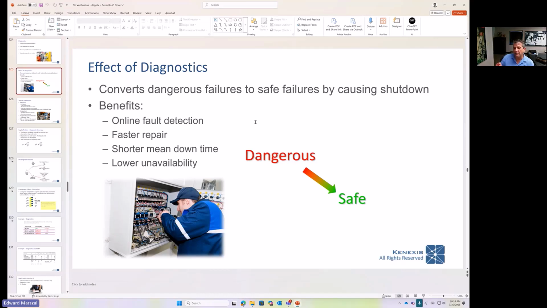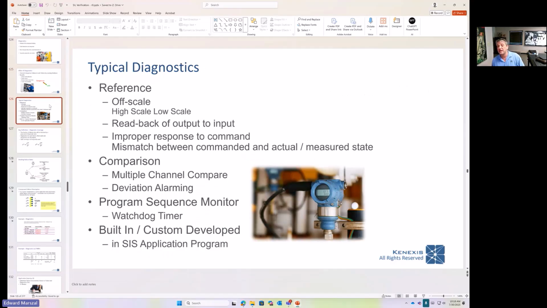Whereas if we're doing high frequency online diagnostics, you can repair your device within 8, 24, 72 hours of that failure actually occurring. So you're getting a shorter mean downtime and a lower unavailability. That's why we do diagnostics. It improves our PFD and it can improve it dramatically.